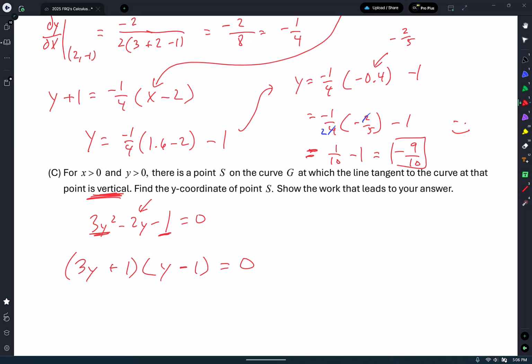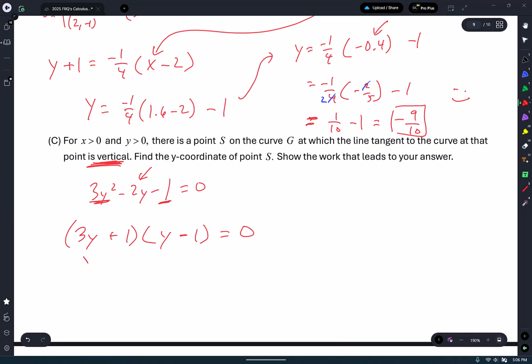And there it is, guys. If you FOIL this out, you get the negative 2y, right? 3y times y, 3y squared, 3y times negative 1, negative 3y, 1 times y plus y, 1 times negative 1, negative 1. It works. Negative 3y plus y is negative 2y. All right, so I'm going to set that equal to 0, because anything times 0 is 0. So y equals negative 1 over 3, negative 1 divided by 3.